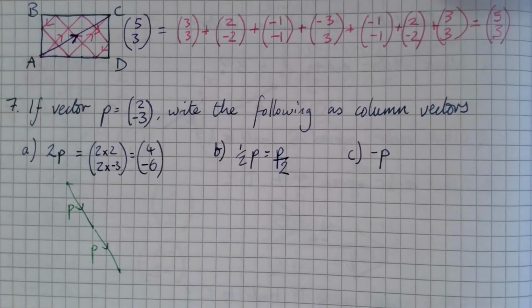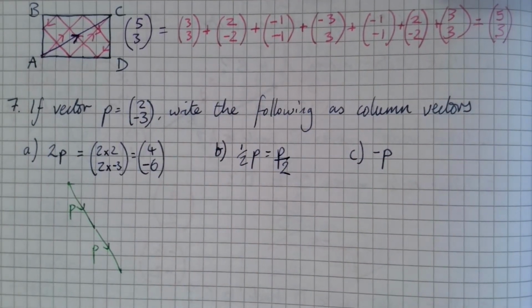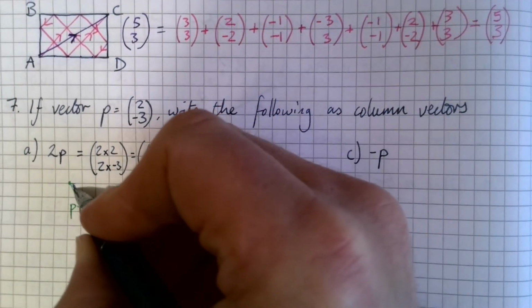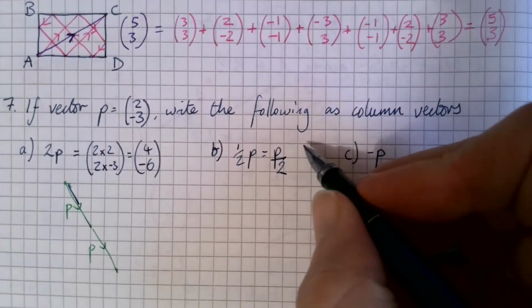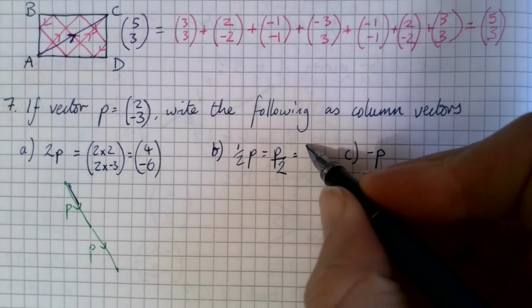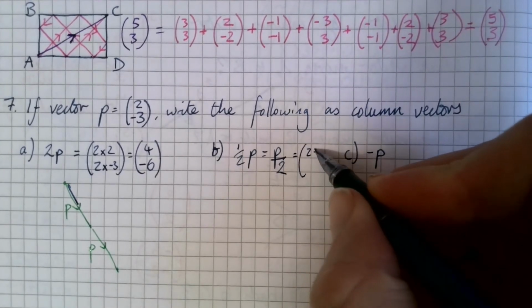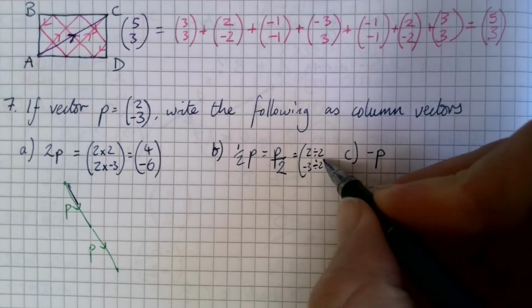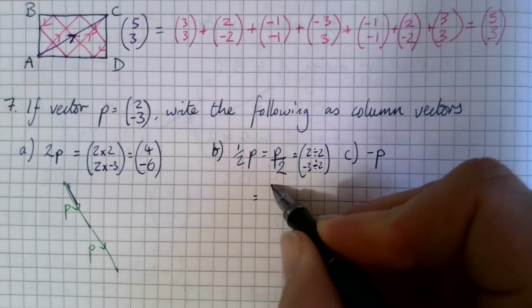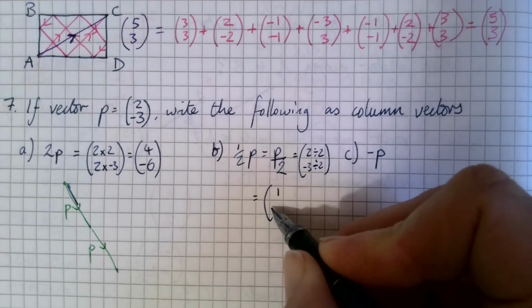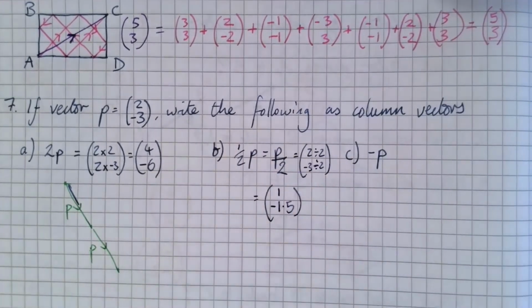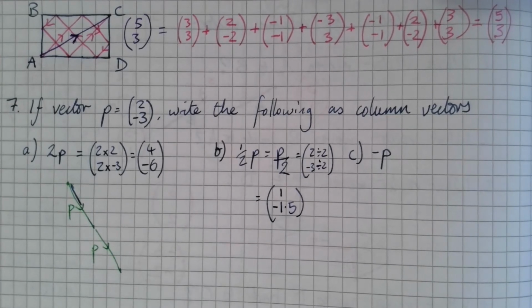A half p could also, by the way, folks, be written as p over 2. That would be the same thing. It's going to be the same idea, but it's just going to be half of it, isn't it? So you're going to be halving, so it'll be 2 divided by 2 and negative 3 divided by 2, and that's going to give us 1 over negative 1.5.